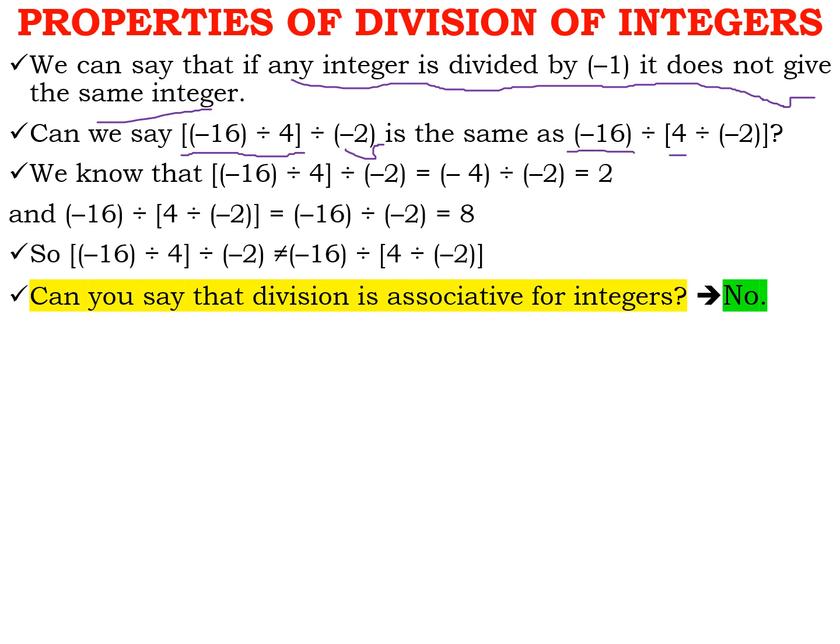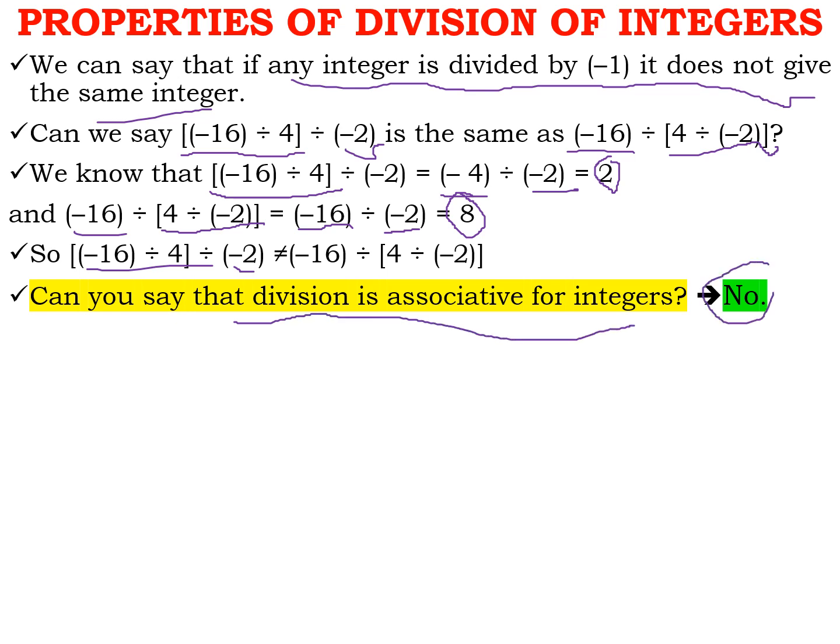Can we say minus 16 divided by 4, in bracket, divided by minus 2 is the same as minus 16 divided by 4 divided by minus 2, in bracket? We know that minus 16 divided by 4, in bracket, divided by minus 2 is equal to minus 4 divided by minus 2, that is equal to 2, and minus 16 divided by 4 divided by minus 2, in bracket, is equal to minus 16 divided by minus 2, that is equal to 8. So minus 16 divided by 4, in bracket, divided by minus 2 is not equal to minus 16 divided by 4 divided by minus 2, in bracket. Can you say that division is associative for integers? Definitely not.